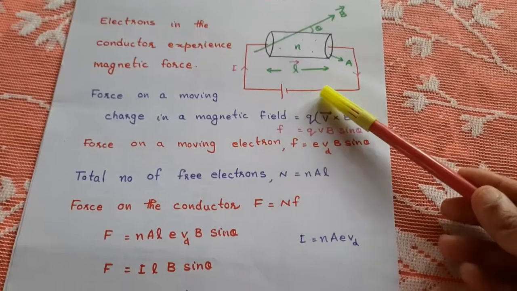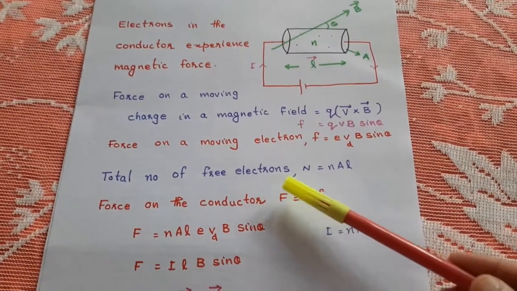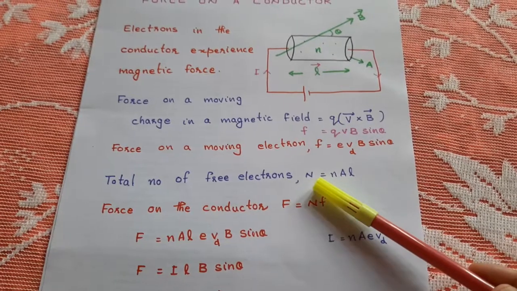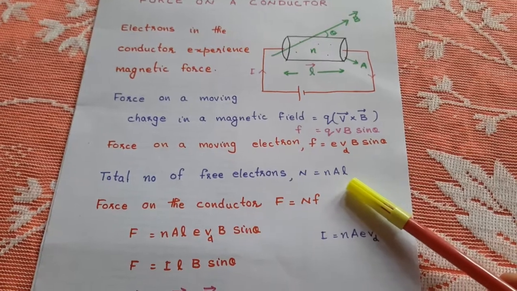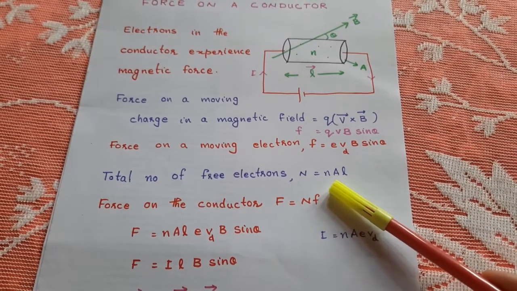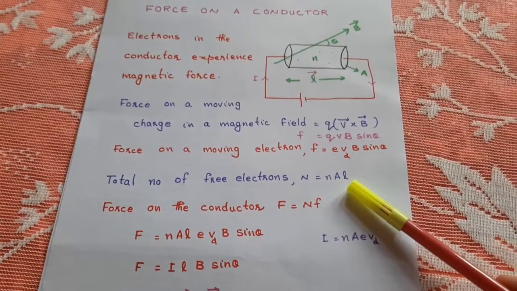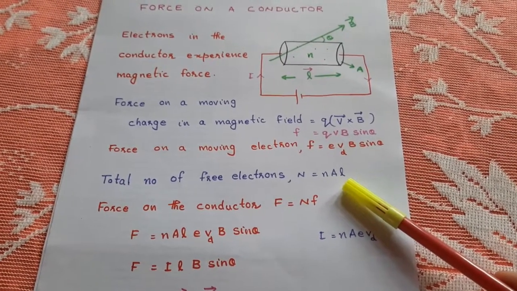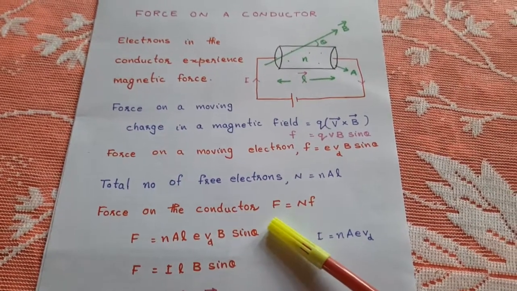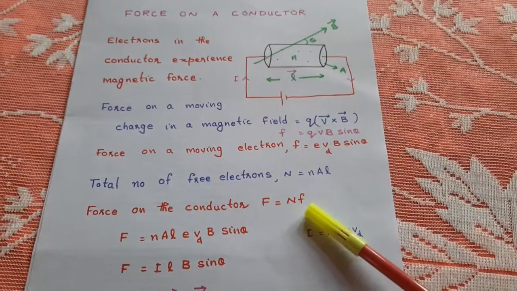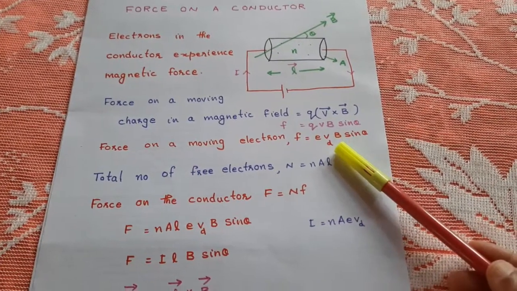All the electrons in the conductor will experience the force, and the total number of free electrons, capital N, is equal to small n AL. Small n is the number density or number per unit volume, and AL is the volume of the conductor. So the total force on the conductor F is equal to N times small f, where small f is the force on each electron.